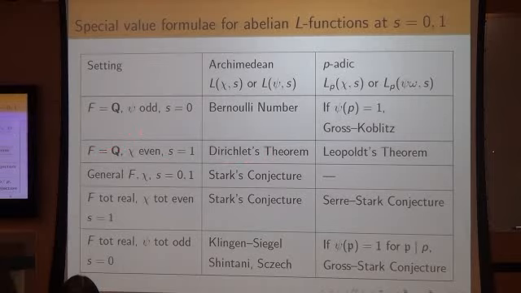And for an even character, we have Leopoldt's theorem on the p-adic side. For general f, there is Stark's conjecture, but we don't have this theory of p-adic L-functions for arbitrary f and chi, so let me not say anything there. But if we move to the case where f is totally real, then we do have the p-adic L-functions. So at s equals 1, you have the Sayre-Stark conjecture generalizing Stark's conjecture. And at s equals 0, you have the Gross-Stark conjecture, this trivial 0 conjecture.